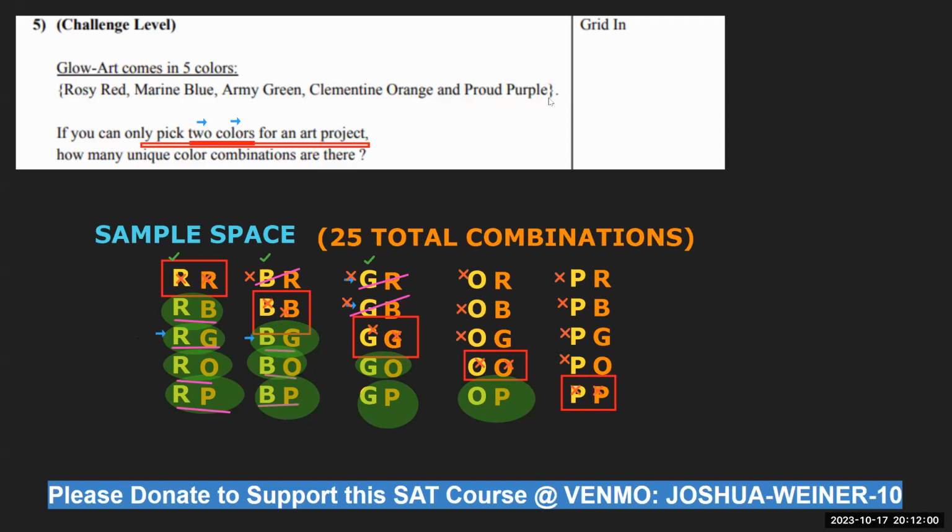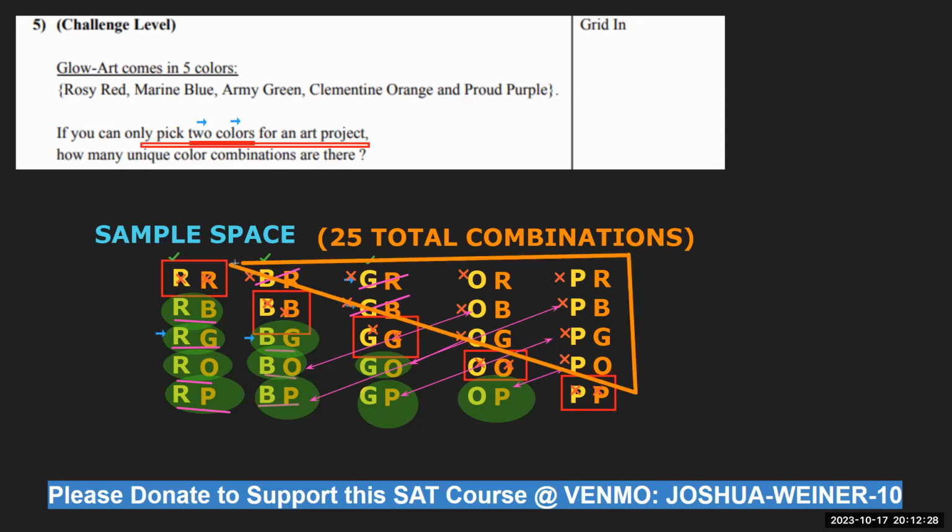Maybe it's better if I use the smaller arrow. This is a double count. This is a double count. You can see along diagonals better. That's a double count. That's a double count, and so on. And blue, purple, purple, blue. Green, purple, purple, green. So each of these ones above, these 10 are the same as these 10 down below.